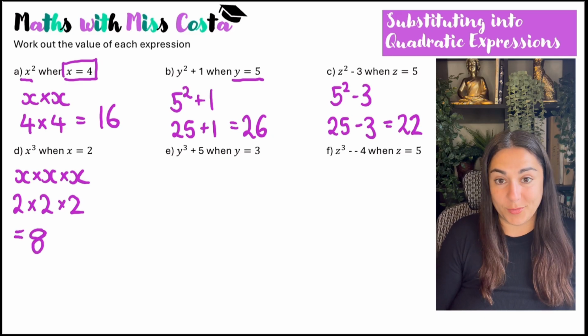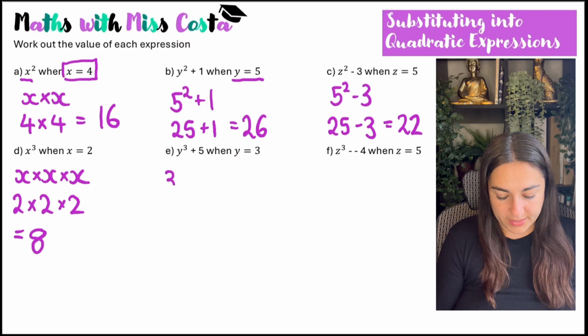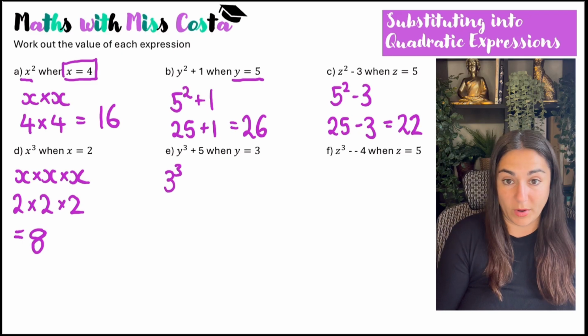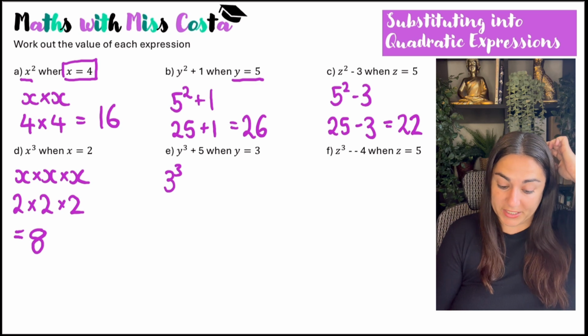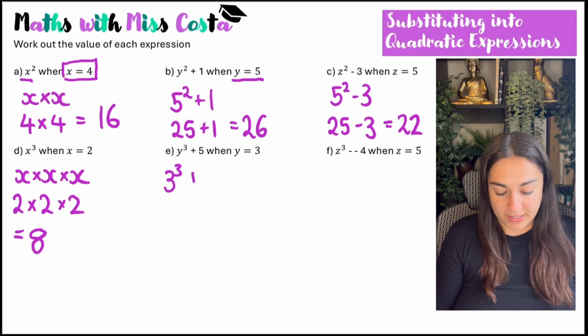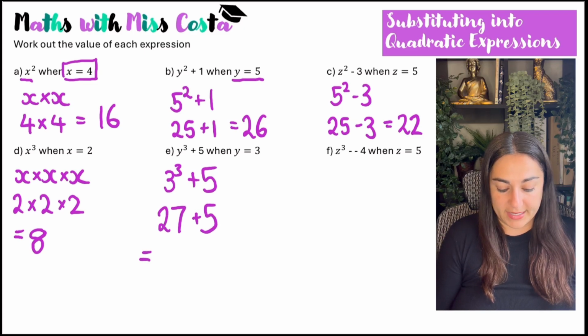Then I've got y cubed plus 5. So 3 cubed. You could write it out the long way like I showed you for the first question, but once you get more comfortable, you can just write and substitute it as I'm doing now. So 3 cubed plus 5. Now what's 3 cubed? It's 27, and 27 plus 5 is going to give me 32.